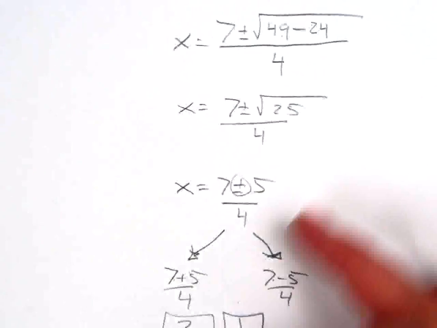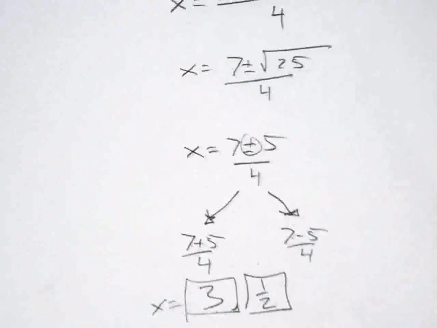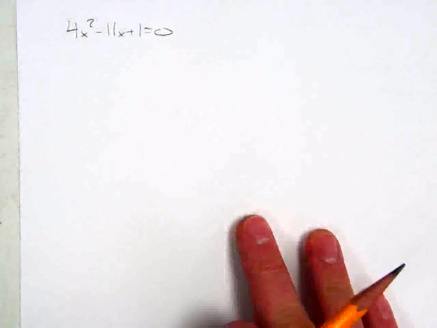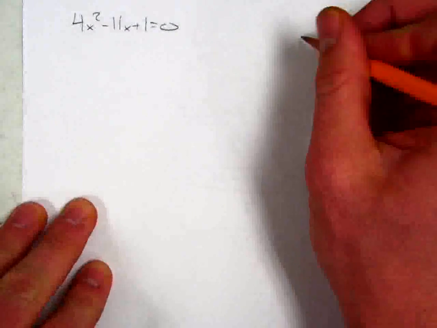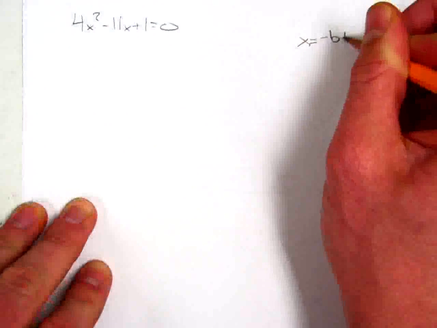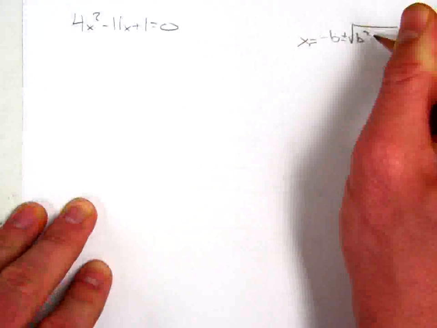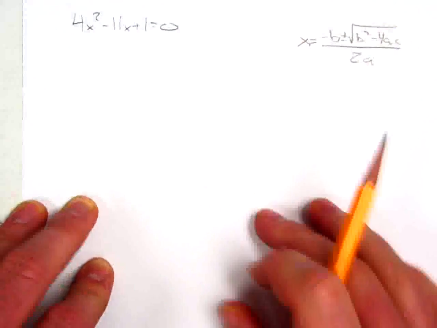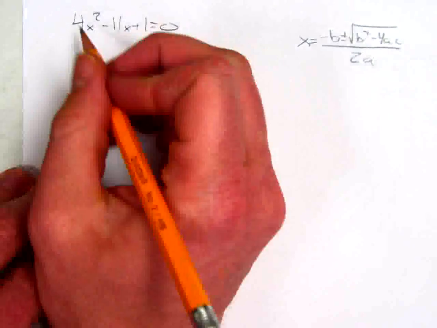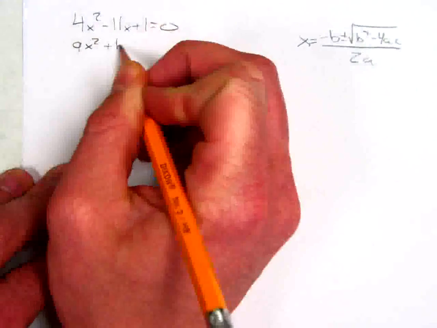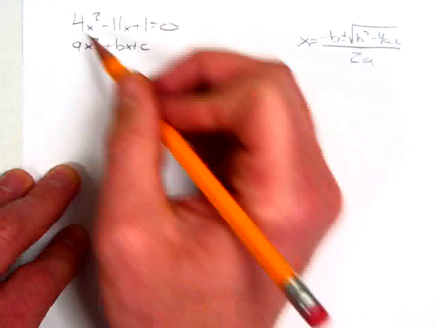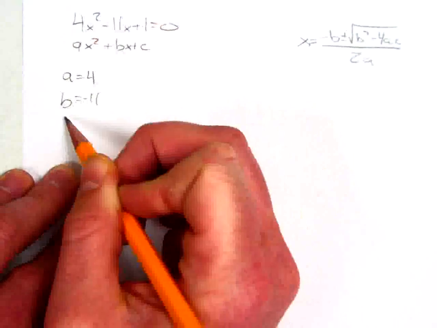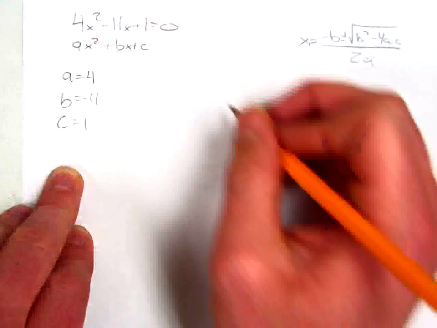Now let's look at a different example, one where we might not have quite as nice of numbers, and we'll learn how to solve that. If I start with the quadratic 4x squared minus 11x plus 1, I know that x equals, I'm going to just copy down my formula real quick. Like I said, I know that looks scary, but you get it memorized in no time. If ax squared plus bx plus c is the normal form for a quadratic, then our a here is 4, b is negative 11, and c is 1.